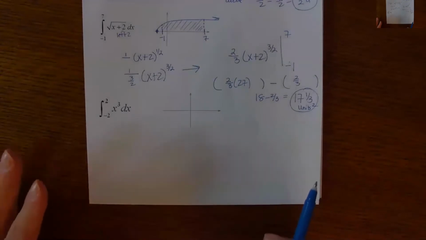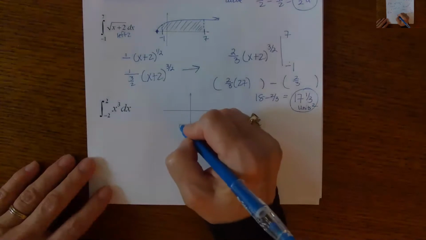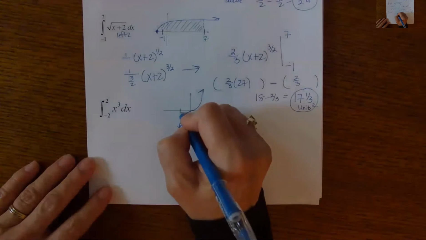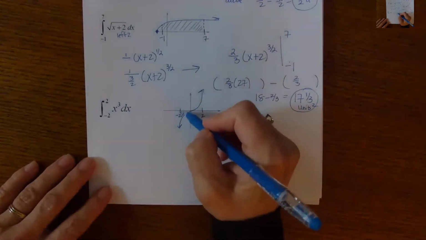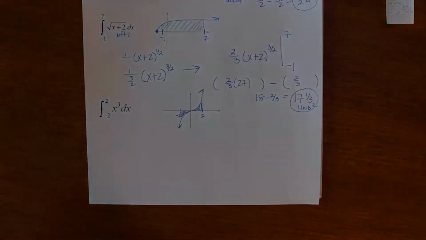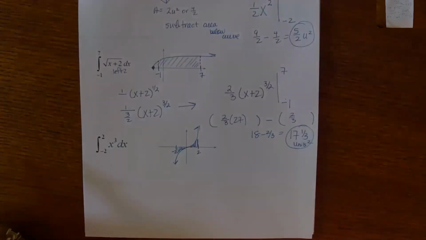Before we do it, are you ready? I want you to make a guess. What does x cubed look like? And we're going from -2 to 2. So we want this and this. Before you do any work, can anyone tell me the answer? Come on now. Think back to the first one we did. What's the answer going to be to this one? What do you think?